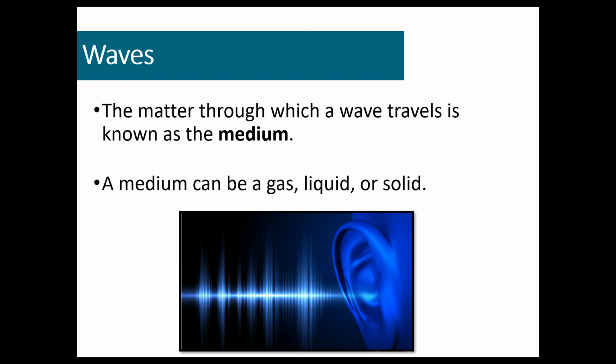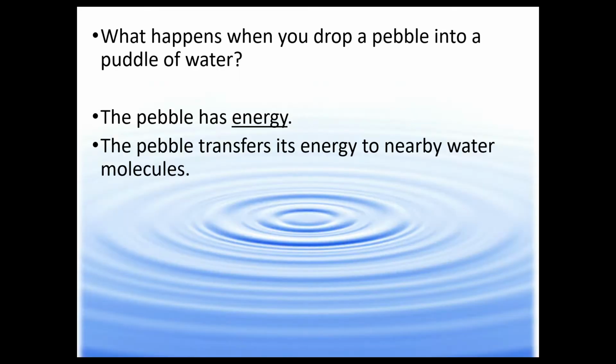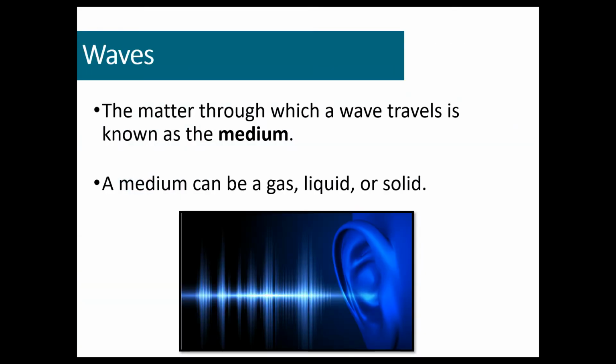So the matter through which a wave travels, for example, in the last picture, we saw that the energy traveled through water. So whatever the matter is that the wave has to travel through to get to wherever it's going is known as the medium. So be sure that this vocabulary term gets put in your notes. A medium is the material or matter through which a wave travels. Mediums can be gases, liquids, or solids.